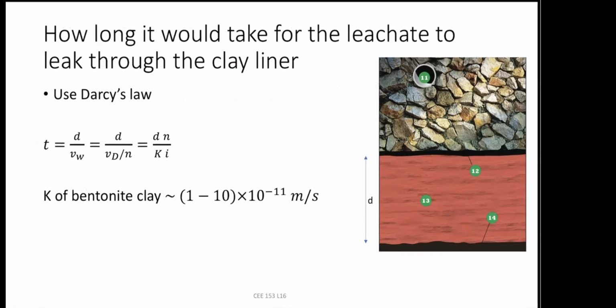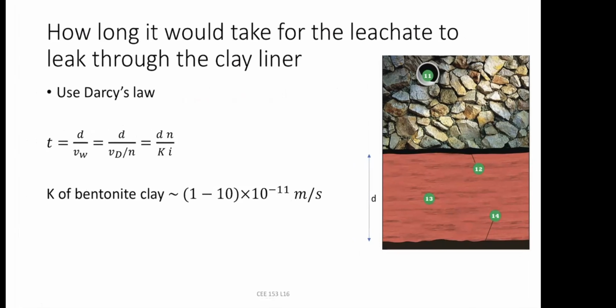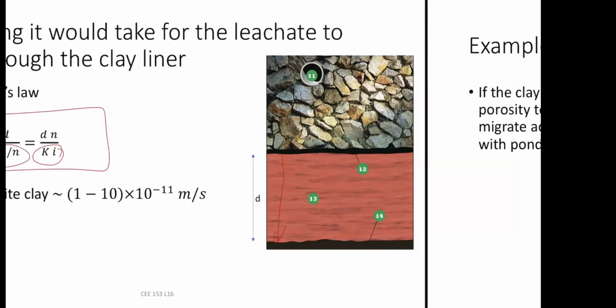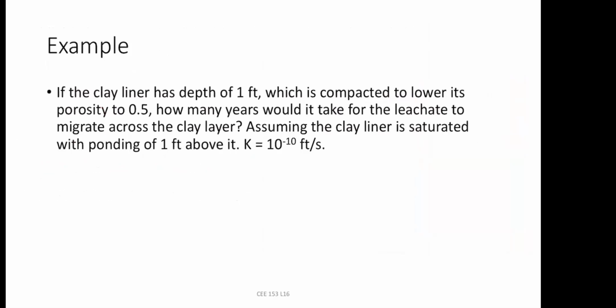And again, I just want to reiterate that how long it takes things to pass through the system is based on Darcy's law. We already learned it, so I'm not going to discuss it again. So this term is distance, the depth, divided by the velocity of water. That's Darcy's velocity divided by porosity, and Darcy's velocity is k times i. i is usually 1 for vertical transport, so that will be d n divided by k. If you calculate this, you should be able to get that number.